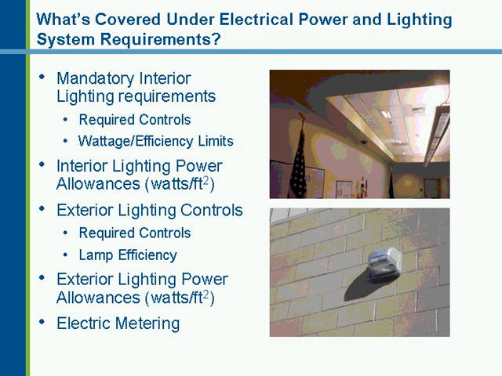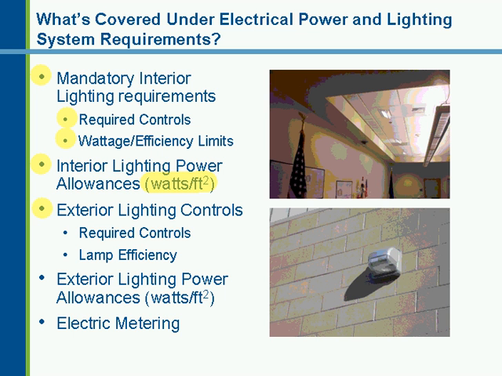So let's move into what's covered in the electric power and lighting section, if this is what you have to comply with. The section includes some mandatory interior lighting requirements. These would be some required controls for the lighting systems. There are also a couple of wattage efficiency type limits and requirements, and of course we'll go over all these in detail. The section also includes interior lighting power allowances, or densities you may have heard it referred to, watts per square foot limits on the lighting power you can use.